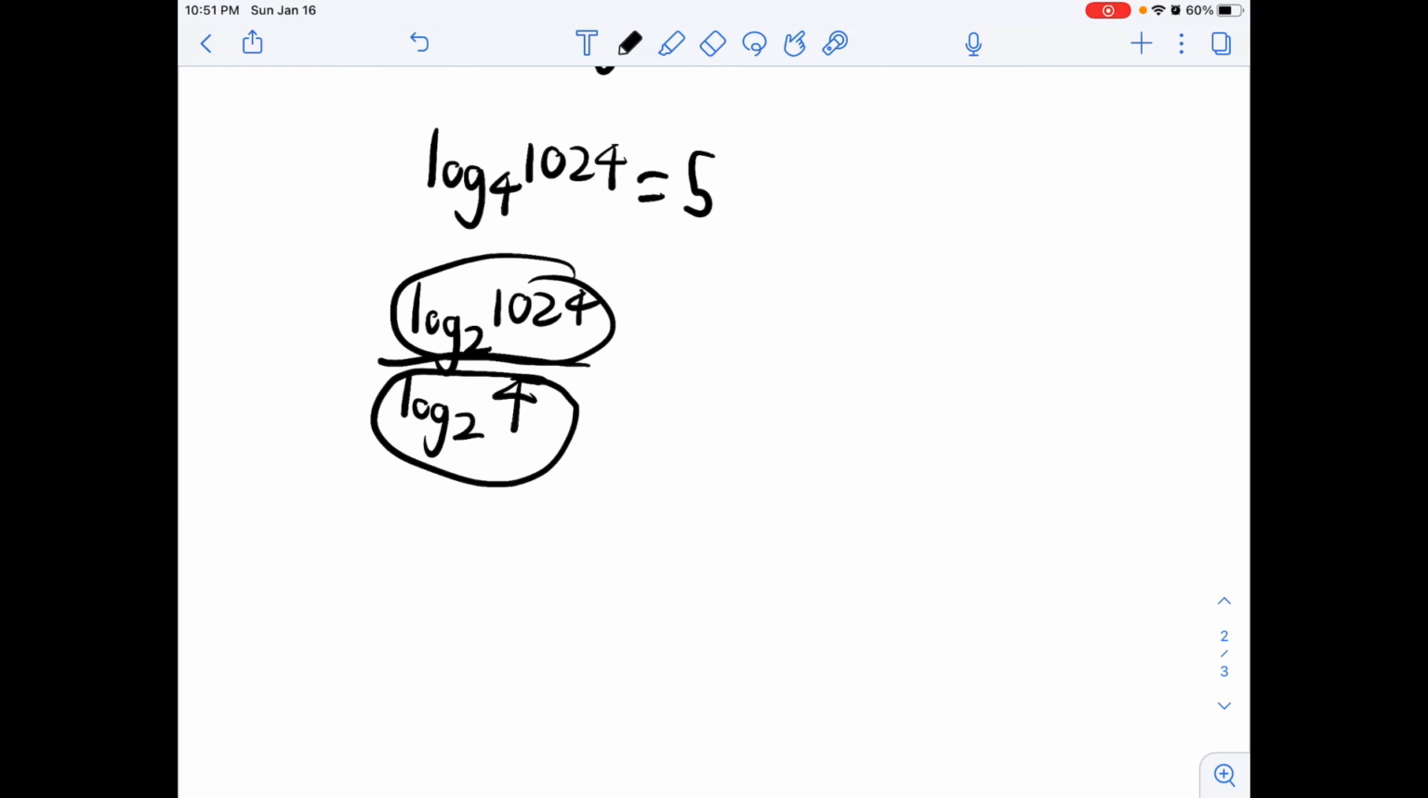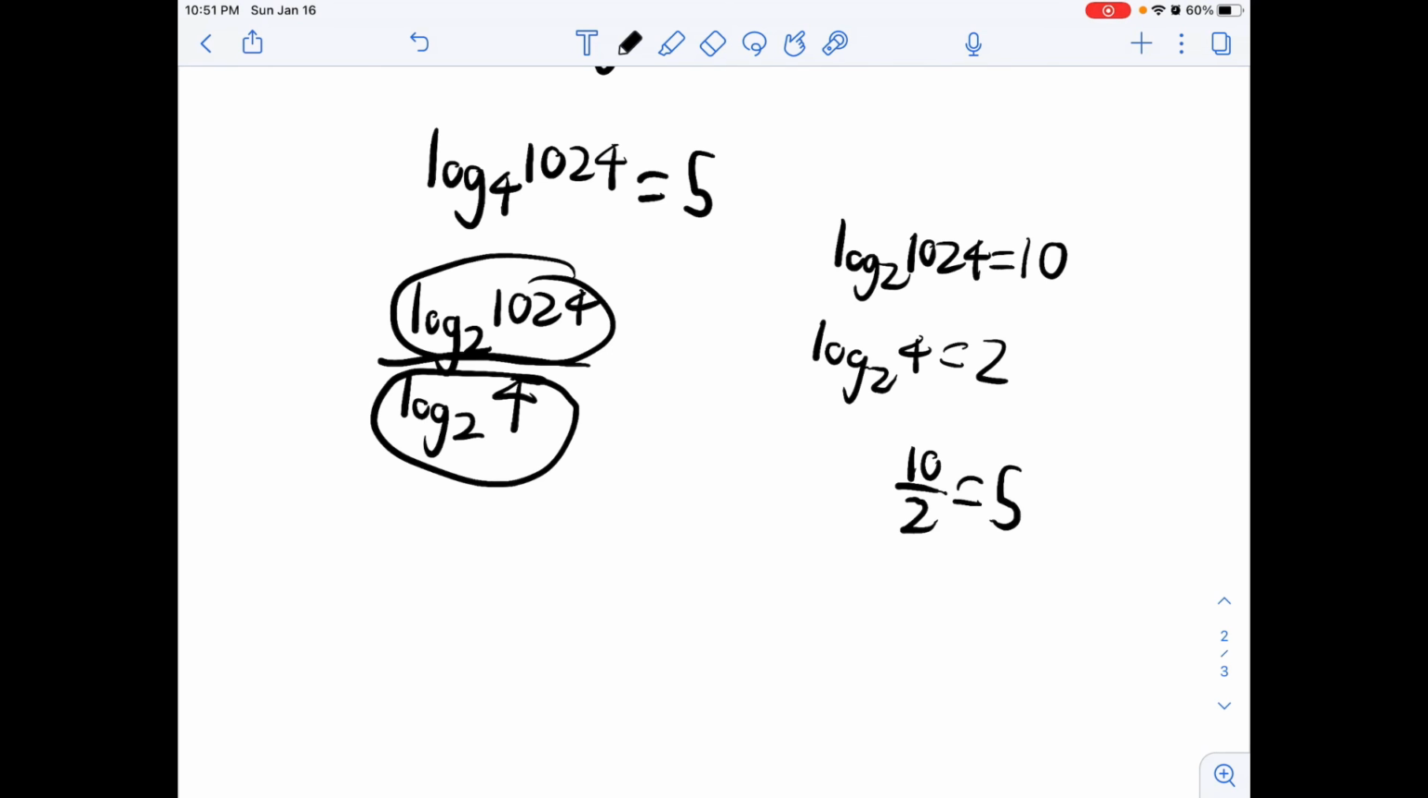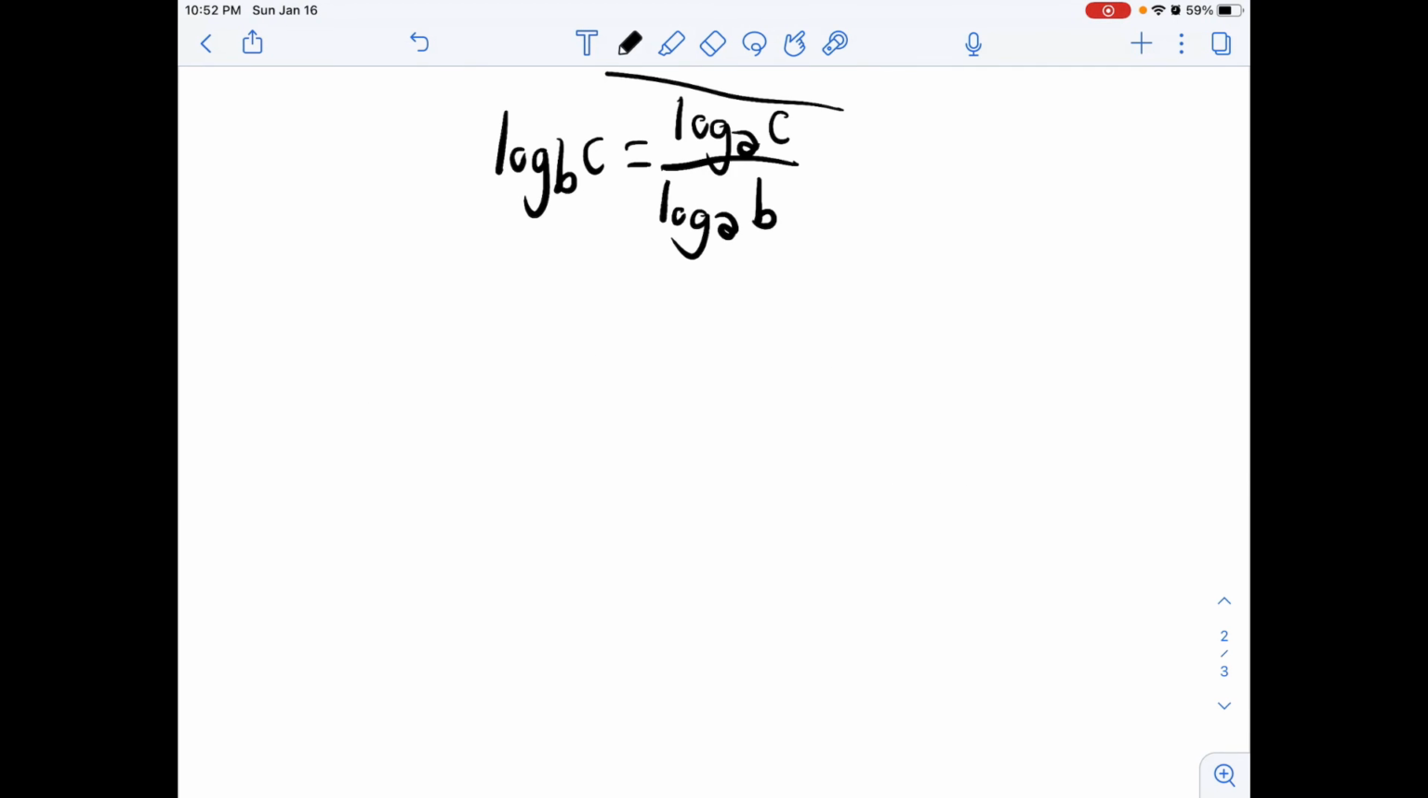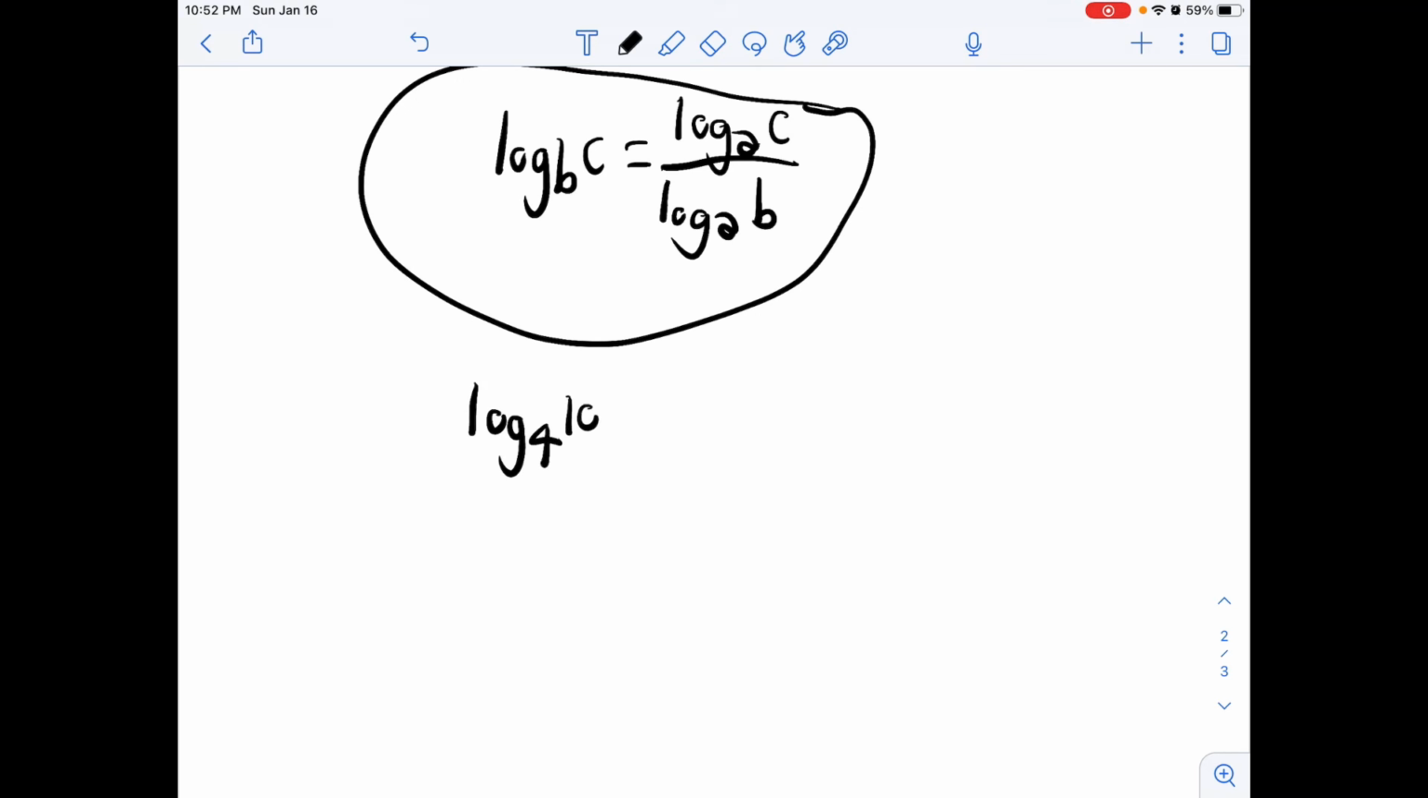So log base 2 of 1024 is equal to 10. And log base 2 of 4 is just equal to 2. And then when we divide them, we get 5. So in both ways, we got the same answer. So there's a relation here. This is a change of base identity right here. Now if we compare it to the log we had before, we had log base 4 of 1024. That's equal to log base 2 of 1024 over log base 2 of 4. And this works for any base you want to have.